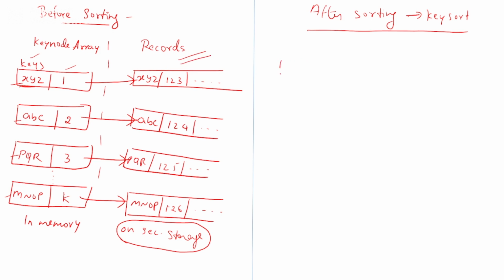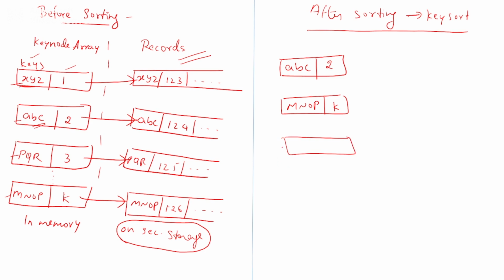So what will happen is your first record will be ABC, which comes first, with the pointer 2. Next comes your MNOP, which has K as the pointer. Then you have PQR, which has 3 as the pointer. Then you have XYZ, which has 1 as the pointer.